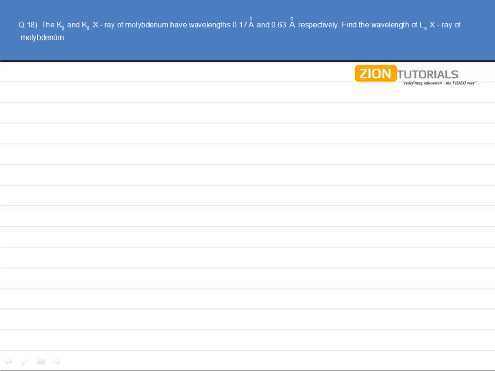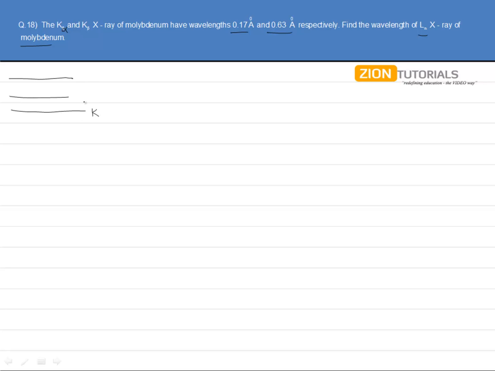As the question says, the K alpha and K beta X-rays of molybdenum have wavelengths this and this respectively. Find the wavelength of L alpha X-ray of molybdenum. Now, as we all know, the X-rays are produced due to the transitions in the heavy elements.